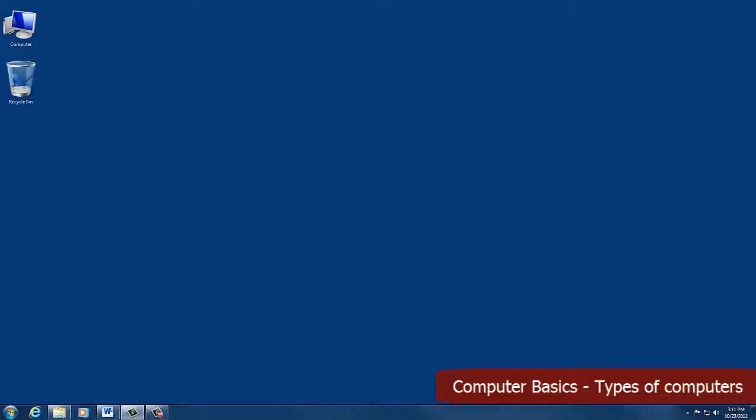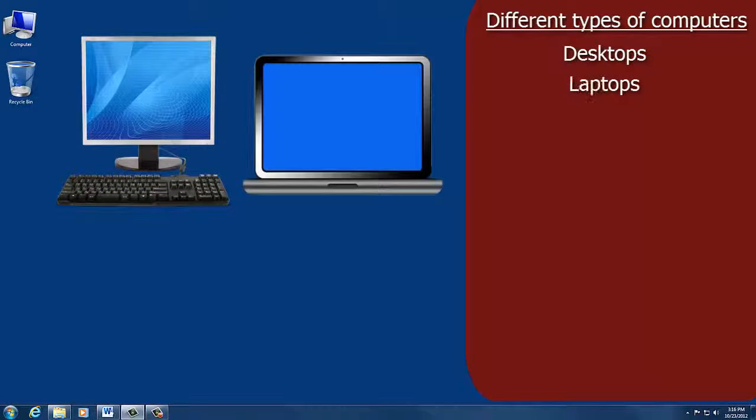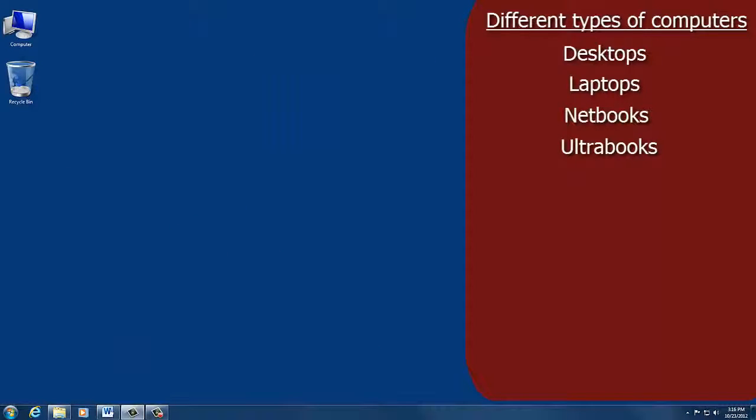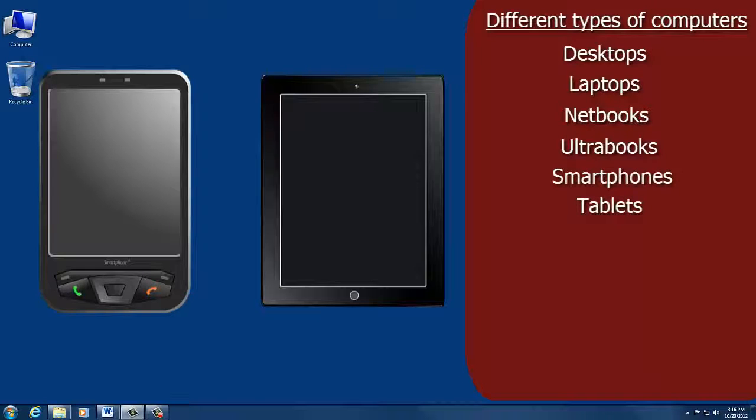In this second segment on computing basics, we will identify types of computers and understand how they process information. There are several different kinds of computers. Personal computers include desktops, laptops, netbooks, and ultrabooks. Computers are more and more portable now, especially with smartphones and tablets. Many appliances, cars, game systems, and other things have computers.